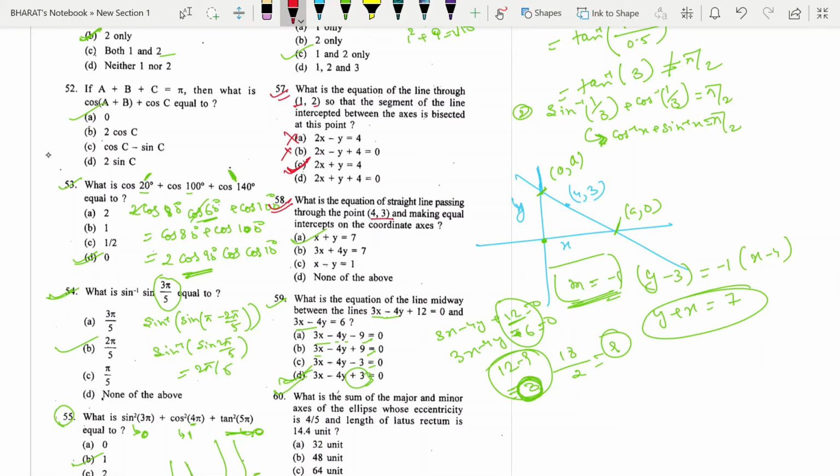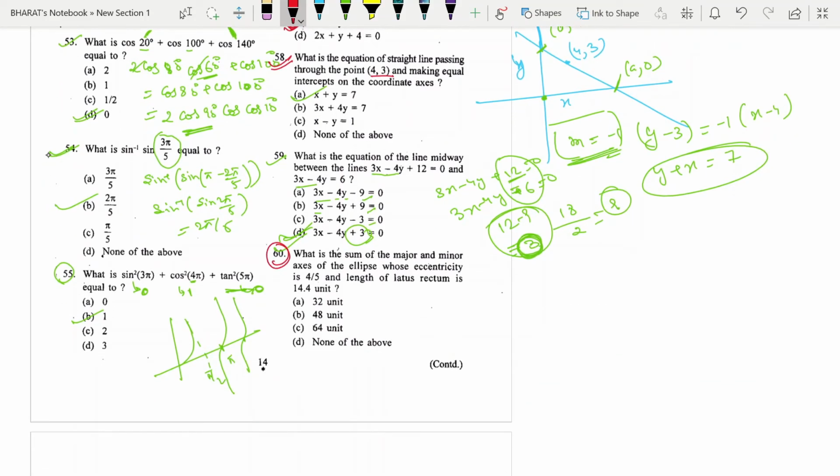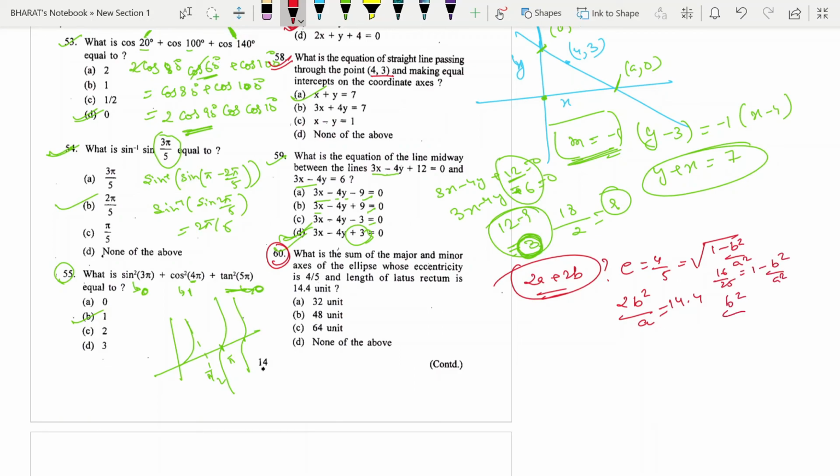Okay, moving to the last question for today, question number 16. What is the sum of the major and minor axis of the ellipse whose eccentricity is 4 by 5 and the length of the latus rectum is 14.4? This is a formula based question. It is asking for the sum of the major and minor axis, that is 2a plus 2b. What is given is e equal to 4 by 5, and the length of the latus rectum, that is 2b square by a, is 14.4. And e is the square root of 1 minus b square by a square, so 16 by 25 is equal to 1 minus b square by a square. B square by a square is 9 by 25.